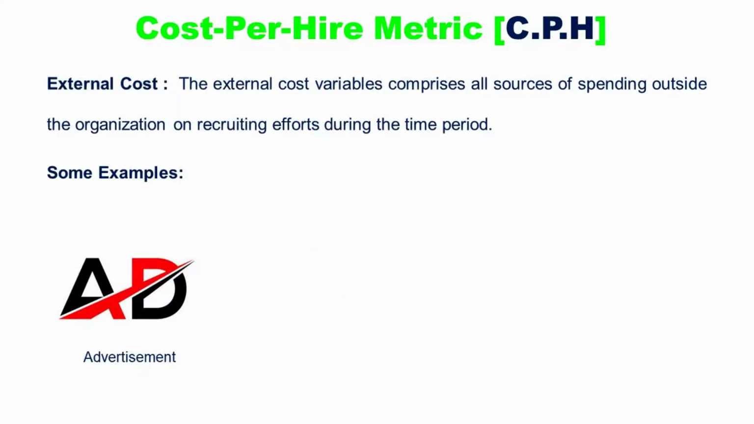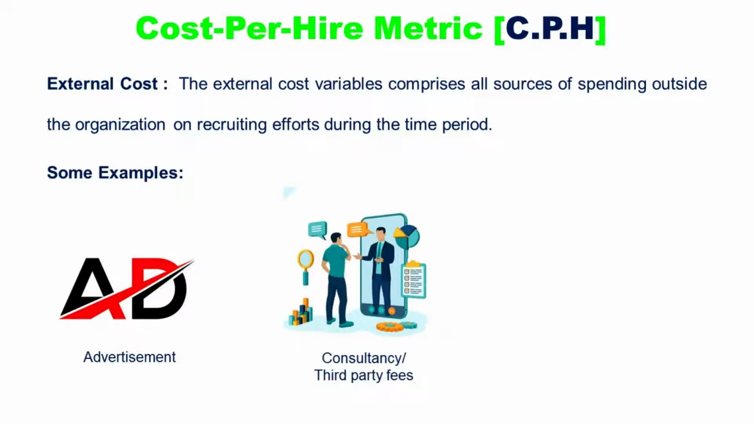The external cost variables comprise all sources of spending outside the organization on recruiting efforts during the particular time period. Some examples of the external cost variables are job advertisements, fees paid for consultancies or third parties for execution of the recruitment process, and also expenses incurred for campus hiring or job fairs etc. can be considered for calculation of external recruitment expenses.